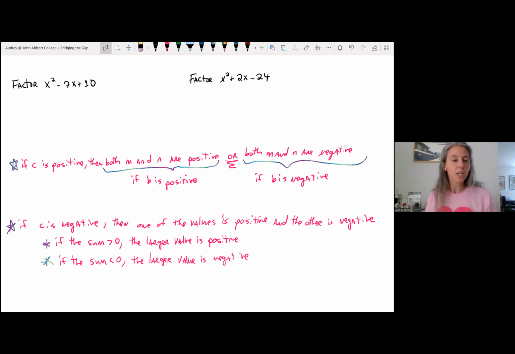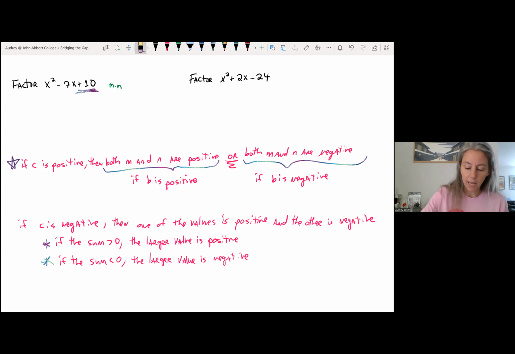All right, so let's get started with x squared minus 7x plus 10. The first thing I notice is that the 10 right here is positive. So that means the two numbers that I'm looking for to multiply together will need to either both be positive or both be negative. So down here we can see if C is positive, then either both m and n are positive or both m and n are negative.